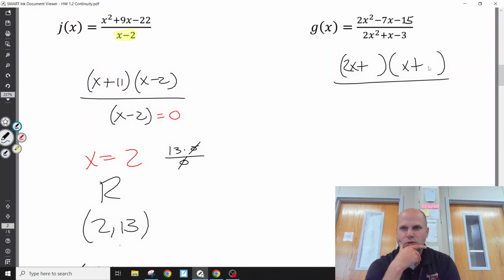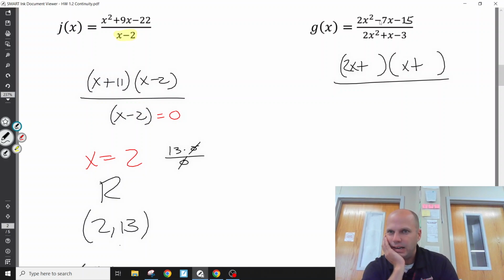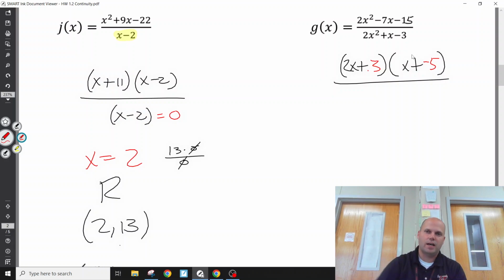I know the last 2 numbers have to multiply to get negative 15, okay? But I've got to add our amounts of x's to get negative 7. I already kind of know what's going on, because if I have negative 5 here, I'd get negative 10x, and if I have 3 here, I'd get positive 3x's. Negative 10x's, positive 3x's. Boom, I figured it out.